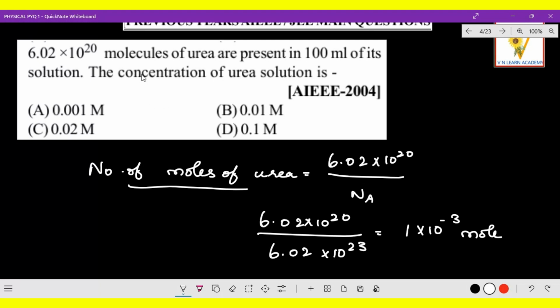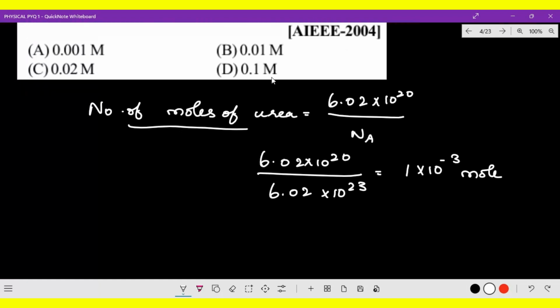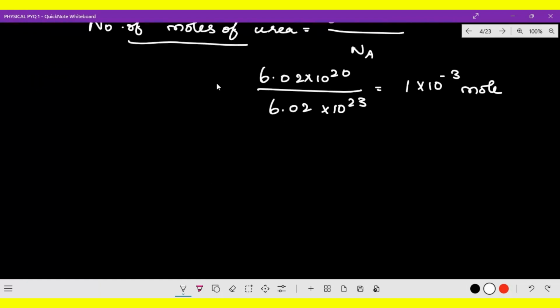So this many molecules of urea are present in 100 ml. Now we have to convert that into liters. So how do we convert? Come on. Volume of solution is converted into liters.